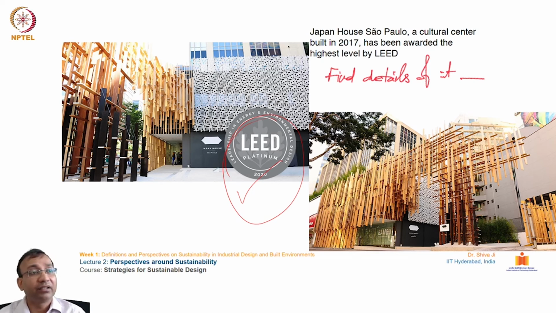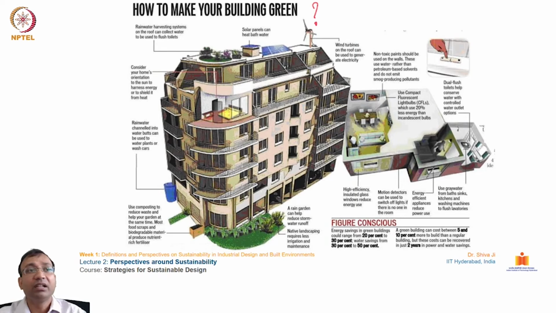And as the LEED rating suggests for this particular project, this is the Japan House building from Sao Paulo. It has received a LEED Platinum rating in the latest year of 2020. So this is really one of the very good examples. Maybe you can go back and search for more details and more such examples from across the world, on how these buildings can be made into green buildings.